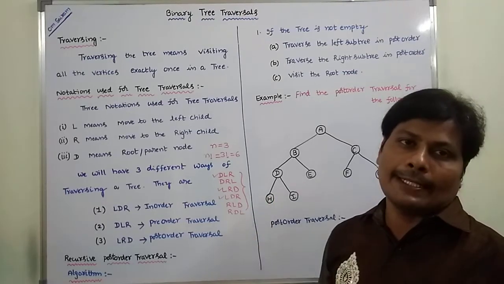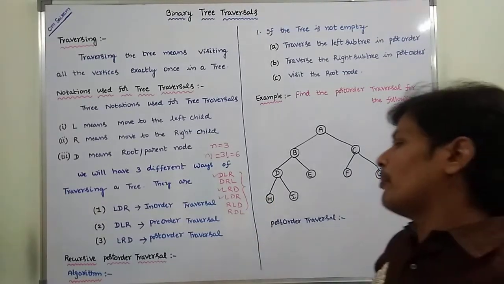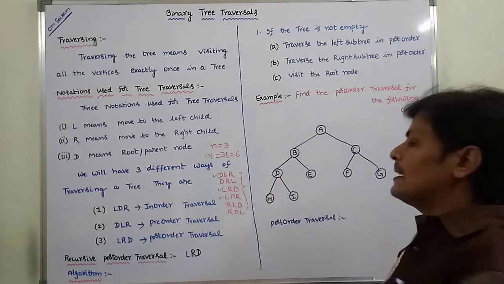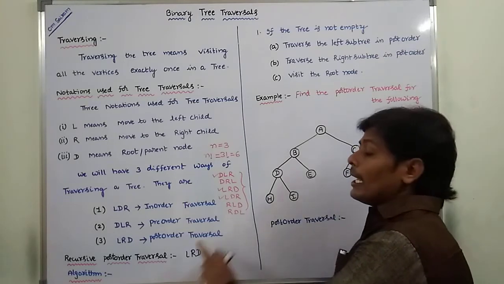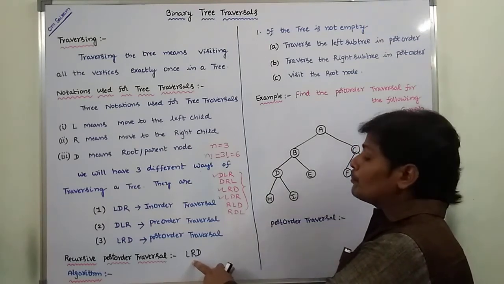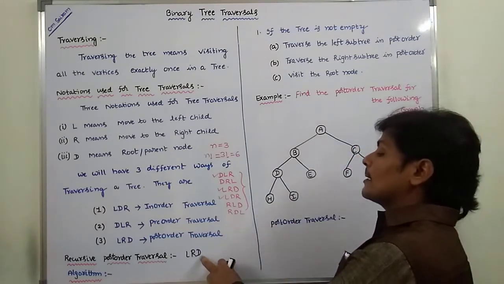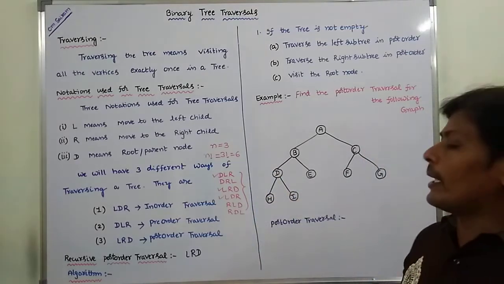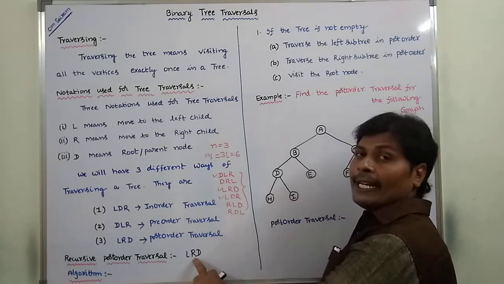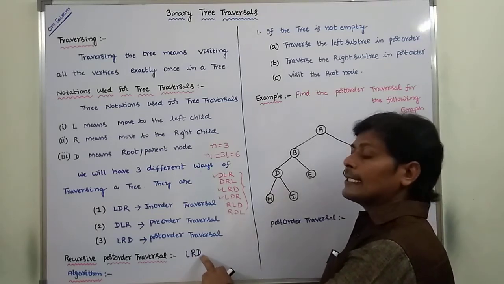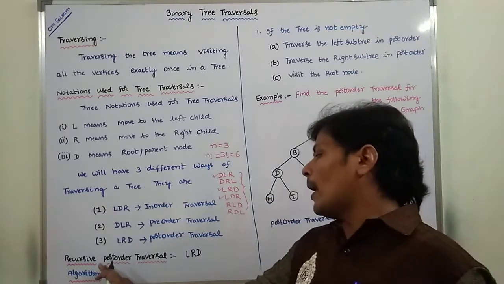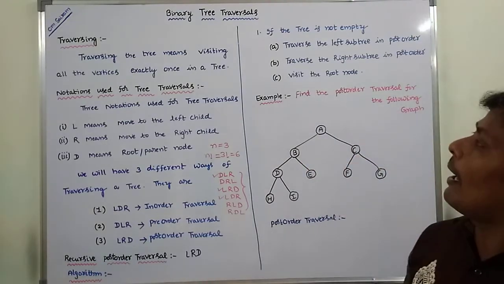Post order traversal. Post order traversal means LRD. L means traverse the left subtree in post order. Next one, R, means traverse the right subtree in post order. D means visit the root node. Here L means visit the left subtree, R means visit the right subtree, D means visit the node or root node. So this is the recursive post order traversal algorithm.